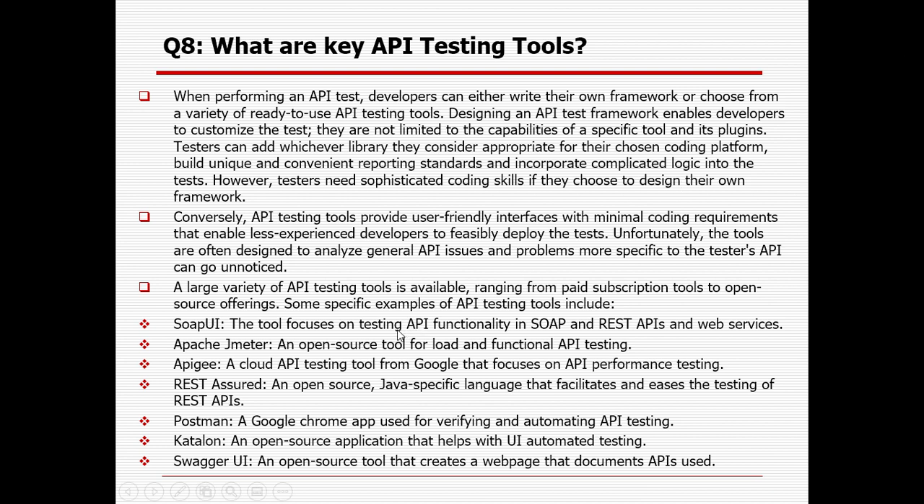The tool focuses on testing API functionality in SOAP and REST API and web services. Apache JMeter, which is an open source tool for load and functional API testing. Apigee, a cloud API testing tool from Google that focuses on API performance testing. REST Assured, an open source Java-specific language that facilitates and eases the testing of REST API. Postman, a Google Chrome app used for verifying and automating API testing. Katalon, also an open source application that helps with UI automated testing. Swagger UI, also an open source tool that creates a web page that documents the APIs used.